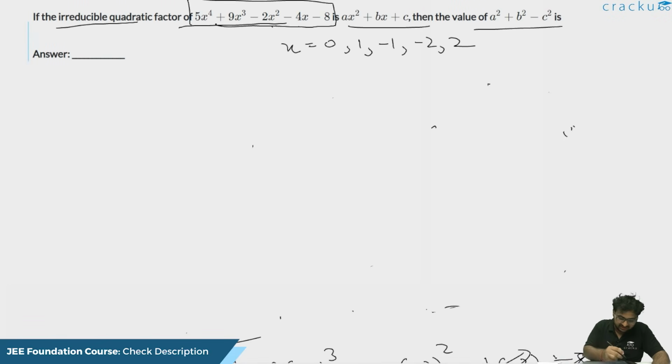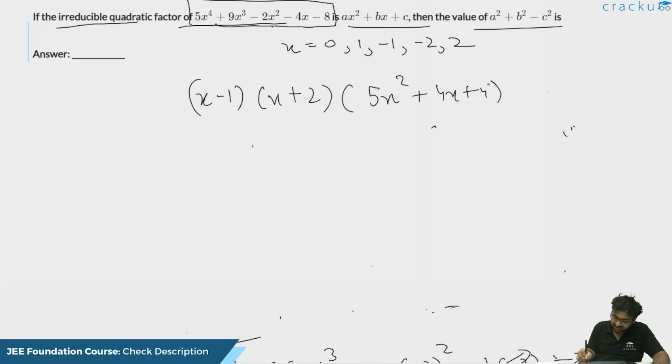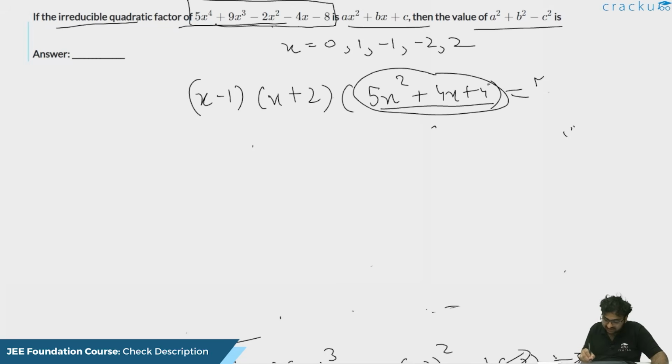So x minus 1 into x plus 2 into 5x square plus 4x plus 4 will be equal to this equation, which is 5x to the power 4 plus 9x cube minus 2x square minus 4x minus 8. Now, as we are saying that there is an irreducible quadratic factor, it must be this, because this is already reduced. So this must be irreducible.